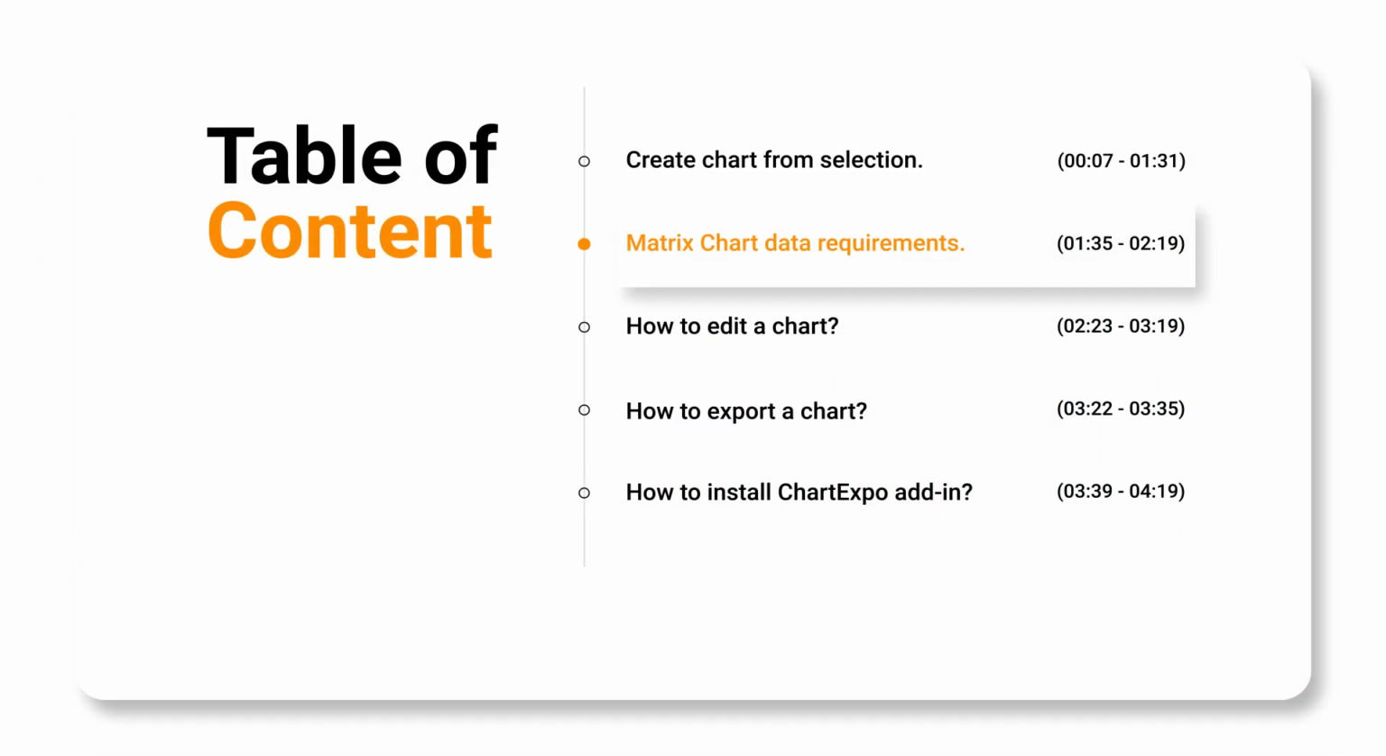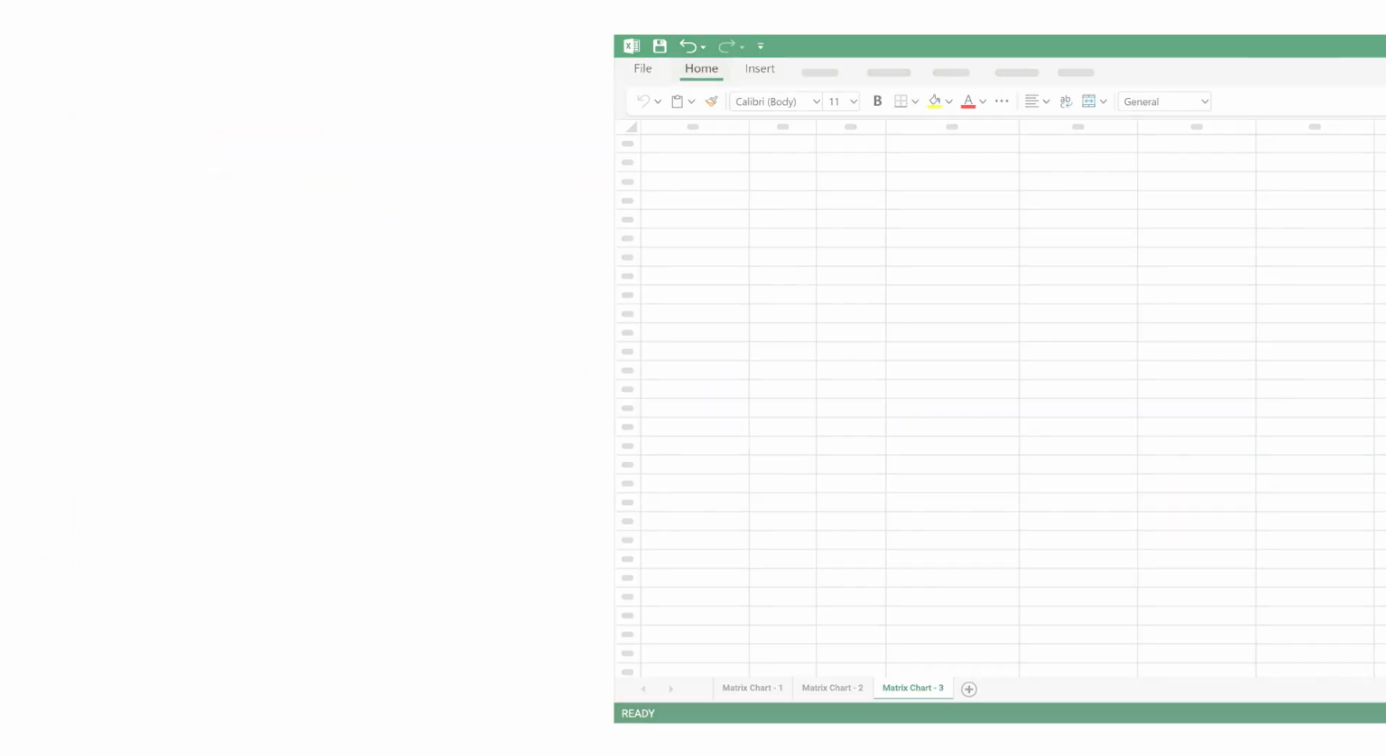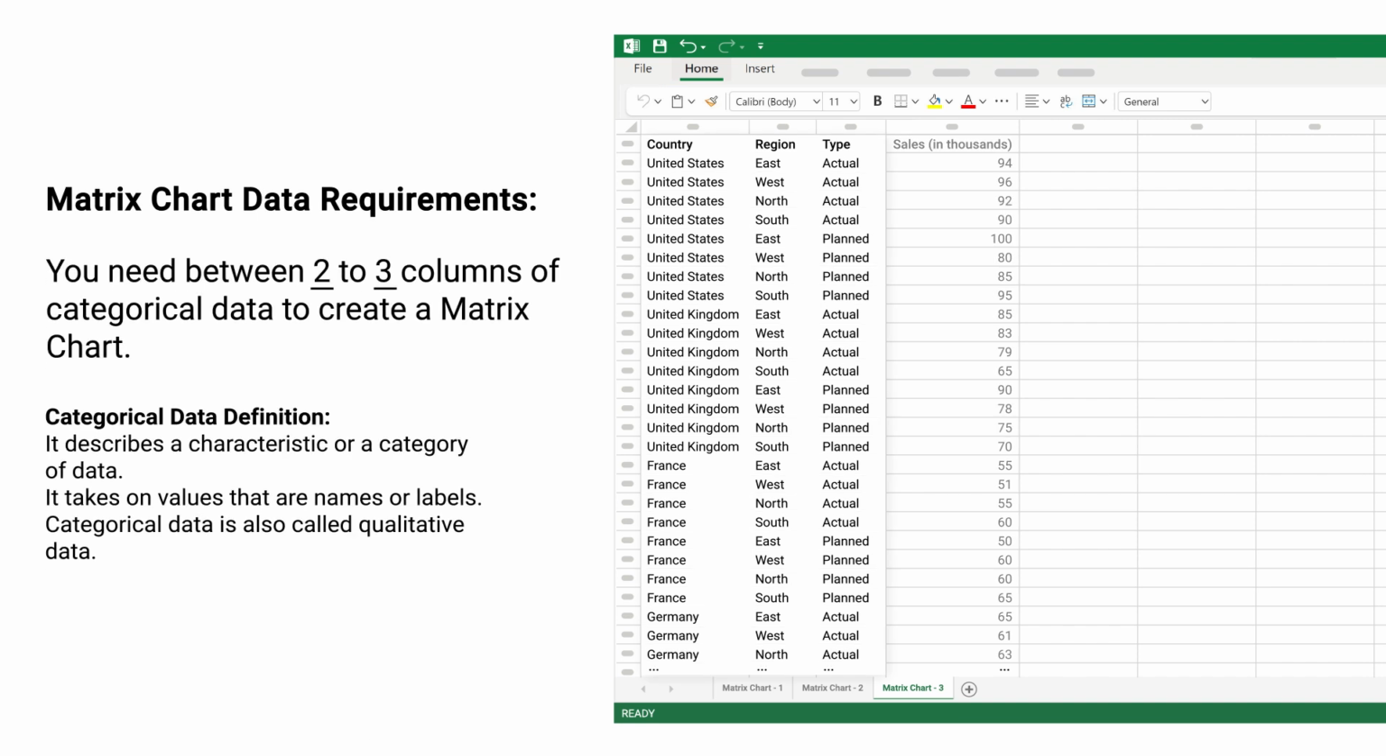Matrix chart data requirements. You need between 2 to 3 columns of categorical data to create a matrix chart. Categorical data definition: it describes a characteristic or a category of data. It takes on values that are names or labels. Categorical data is also called qualitative data.